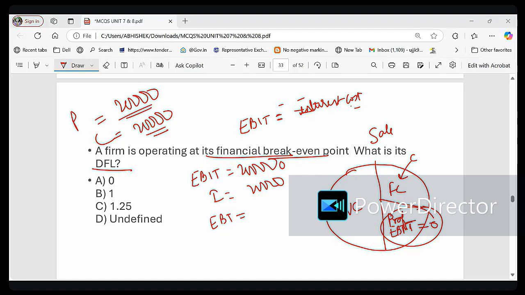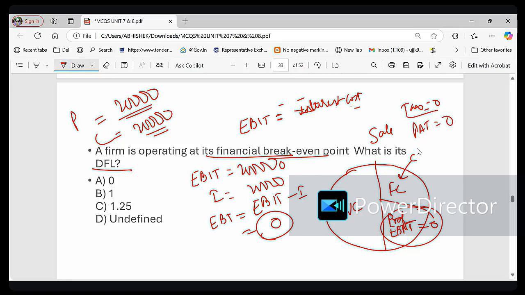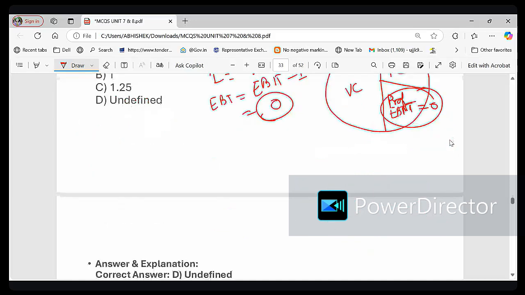Very good. It will be zero because we subtract interest from EBIT, then we get EBT. So your EBT is zero. Since your EBT is zero, it means tax is zero, right? PAT is zero, profit after tax is zero. Your EPS is zero, earning per share is zero. Everything is zero. And what is the formula for DFL?